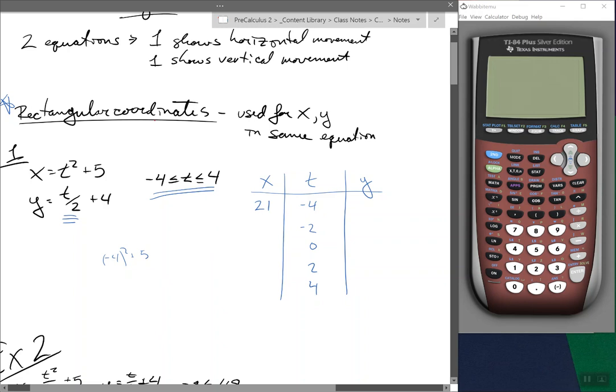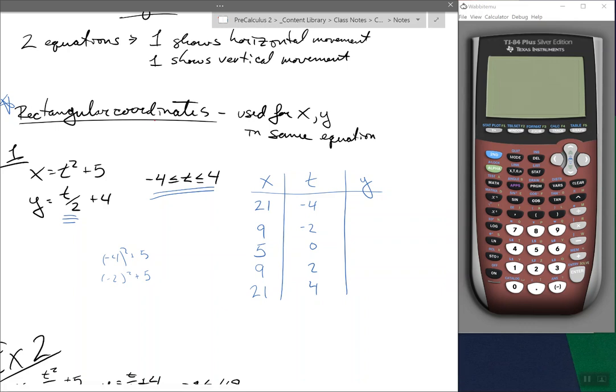Negative 2 is going to be 4 plus 5, so 9. We plug in 0, we get out 5. Then the positive 2 and positive 4, those should be the same as the negative since we squared it, so 9 and 21. Okay, there we go. We have our x's for this parametric curve.